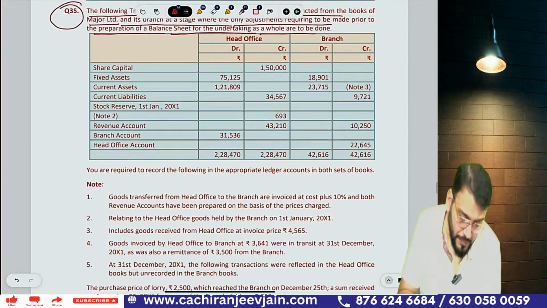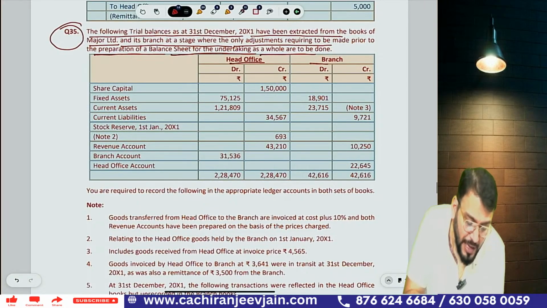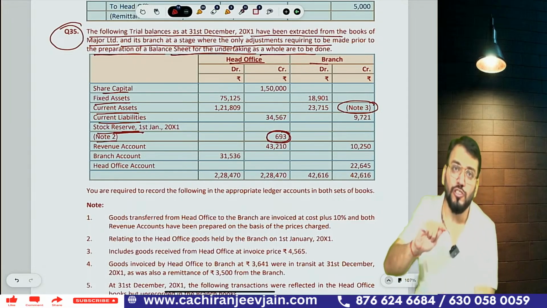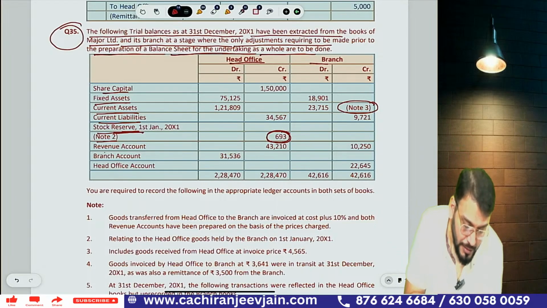Okay, sir. So they have given head office, branch, share capital, fixed asset, current asset. For current asset, they have given one note. Current liability, stock reserve. Whenever stock reserve is coming in this, stock reserve will come in the head office book, and this will be the opening stock reserve. Last year's closing stock reserve will become the opening stock reserve. Then revenue account, branch account is coming 31536, and head office account is coming this. So this is not tallied. So we should tally it.